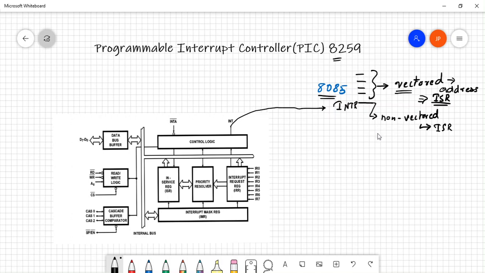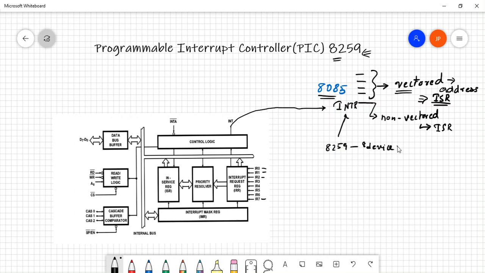Let's say you have a few other devices also connected, then it increases the number of pins that is required, right? So this can be solved using the 8259 programmable interrupt controller. 8259 has 8 interrupting pins. You can see over here IR0, IR1, IR2 all the way up to IR7, which are 8 different pins, which means that you can connect up to 8 devices, right? So with a single 8259 connected to your 8085, you can connect up to 8 devices.